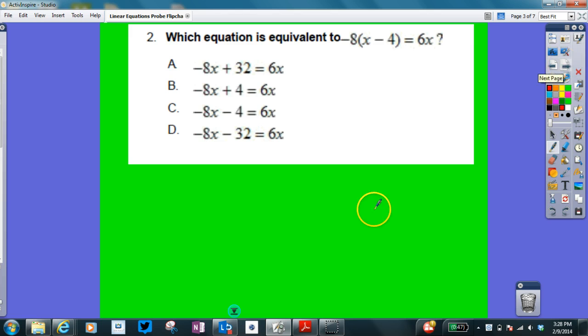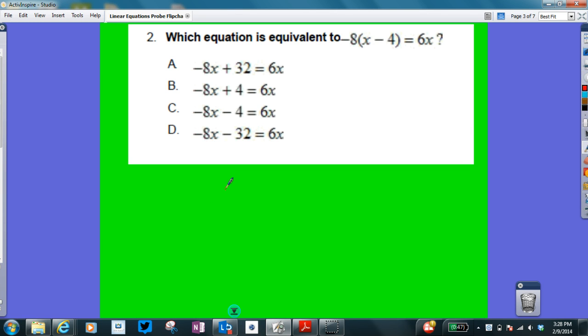All right, number 2. Which equation is equivalent to negative 8 times (x minus 4) equals 6x? Again, if you look at your answer solutions, you don't even have to work this all the way down. You're just going to have to distribute. So negative 8 times x is negative 8x, and then negative 8 times negative 4. I have two negatives, and two negatives are going to equal a positive. So plus 32 equals 6x. Okay, I'm just going to look down here to see if that option's there. Well, I get negative 8x plus 32 equals 6x. I don't need to go any further because A is going to be my solution.